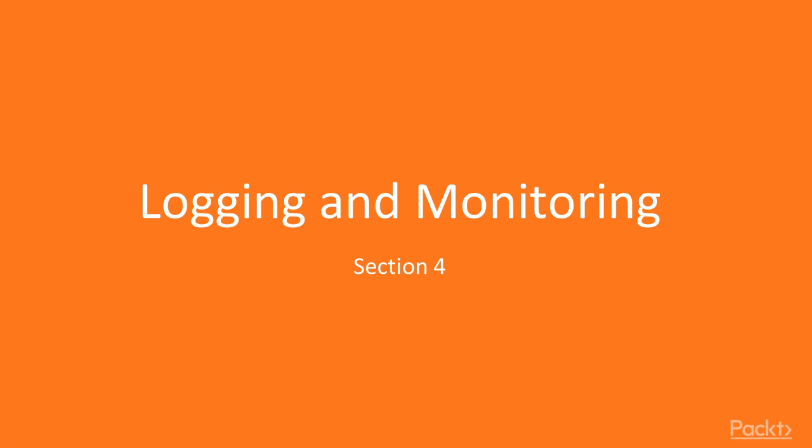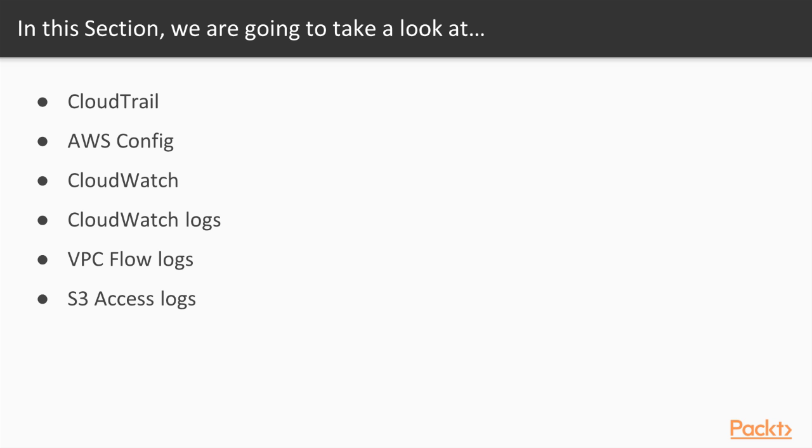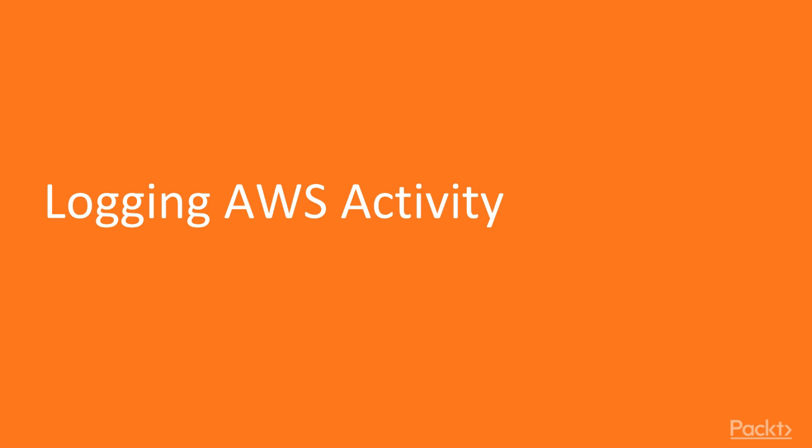Welcome to this section on logging and monitoring on AWS. In this section, we will cover AWS services and features that can provide various activity logs and real-time monitoring of important metrics. Administrators find these to be invaluable tools for troubleshooting, auditing, and performance and cost optimization. We begin this section with a discussion of the primary services and features related to logging AWS activity.